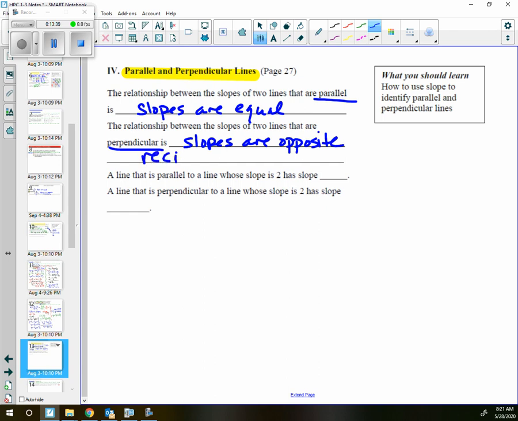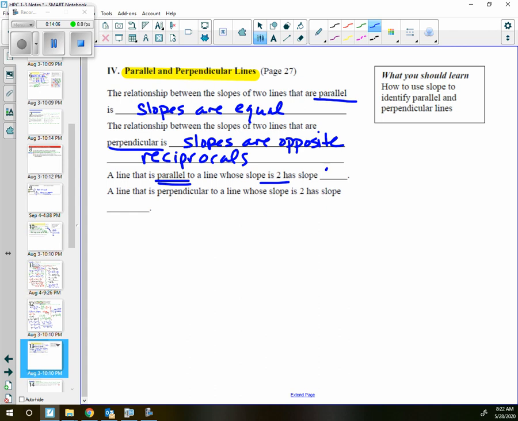So let's make sure you remember what reciprocals are. If you have the number, say 1/3, the reciprocal would be 3/1. And if we're actually going to make this perpendicular, if that one was positive, this one would have to be negative. So remember what that means to be opposite reciprocal. So for example, it says a line that is parallel to a line whose slope is 2. Go ahead and fill that in. What do you think it would be? What would be the slope of the line parallel to a line that has a slope of 2?